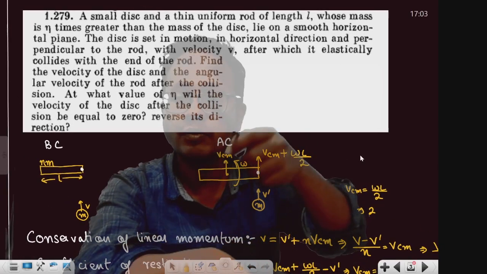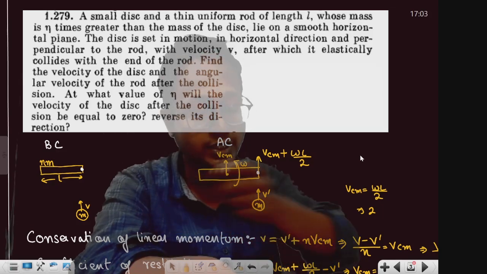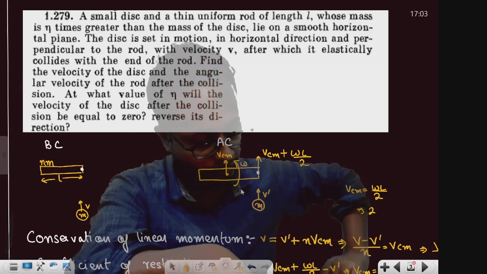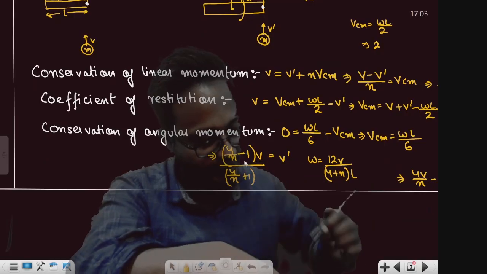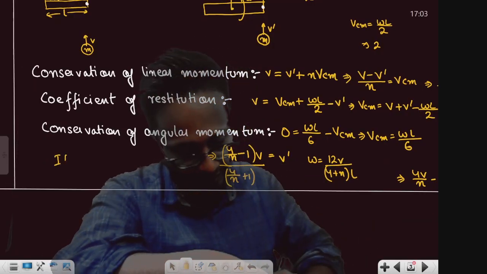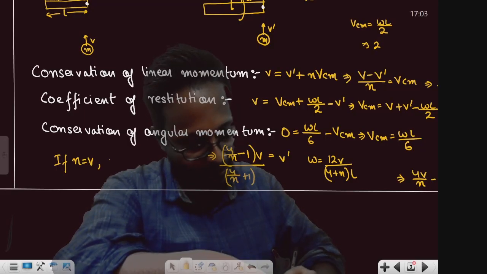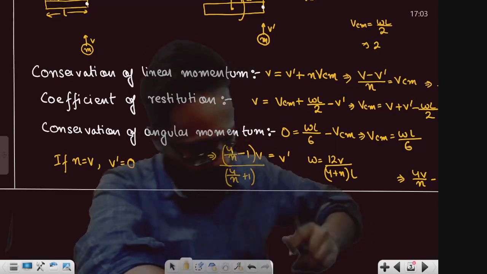At what values of n will the velocity of the disk after the collision be equal to 0? Achha, the v dash should be equal to 0, not omega equal to 0. I have to make v dash equal to 0. So if v dash is equal to 0, you can clearly see if I take n is equal to 4, I can easily say v dash is equal to 0. So this is our question. Understood?